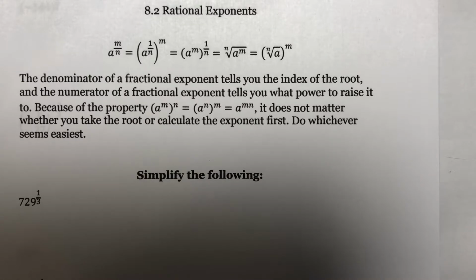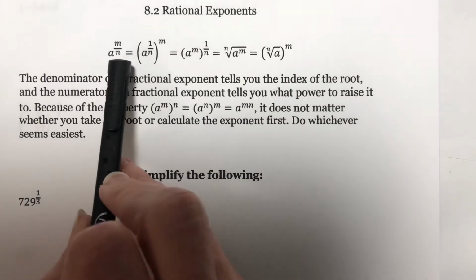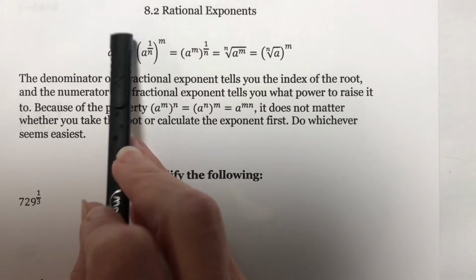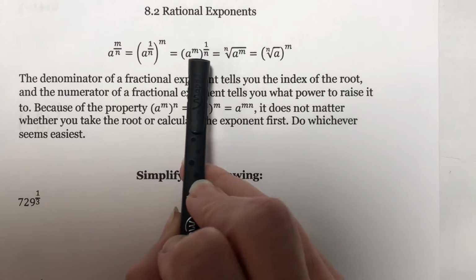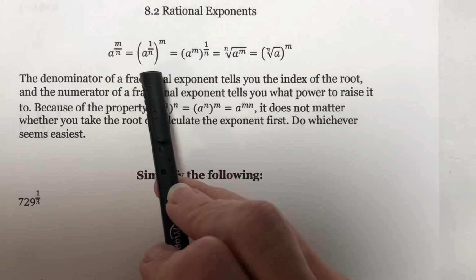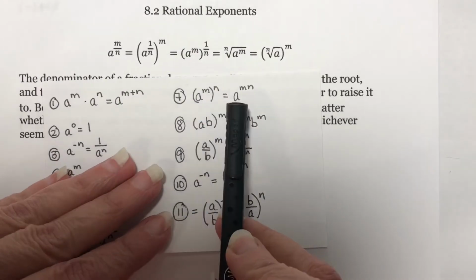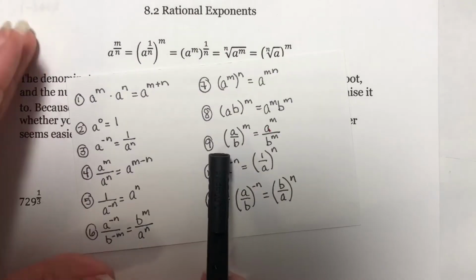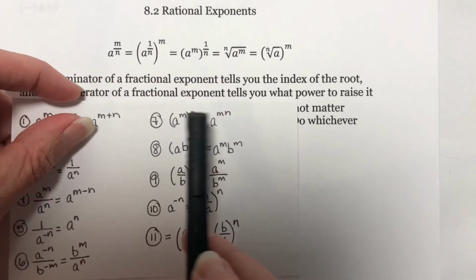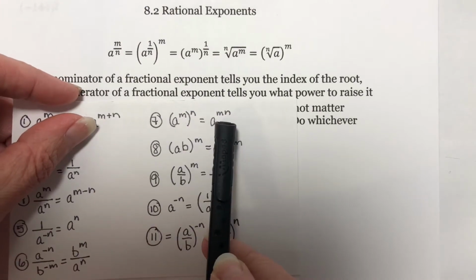This is section 8.2, rational exponents. So what we've got here is a new set of properties. We are going to be allowed to have fractional exponents. Now, if you just look at this definition and this definition, and you apply property number 7 that we learned back in 5.1, I told you these were never going to go away. This says a power raised to a power, you multiply those exponents.